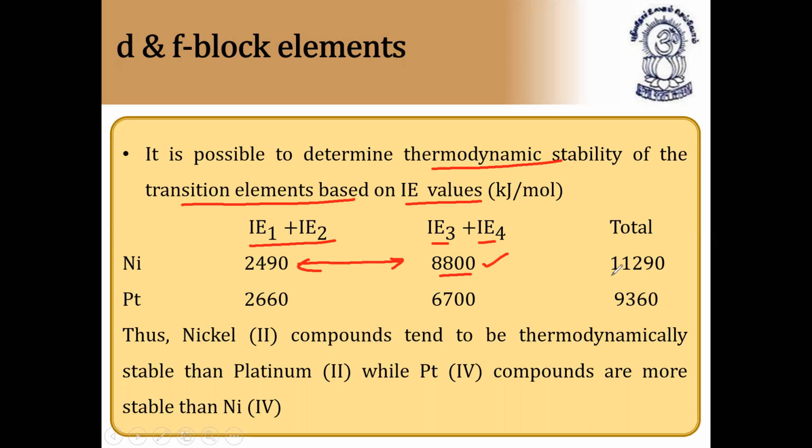So in total it is coming around 11290. Whereas for platinum, the first and second ionization energy together is 2660 kilojoules per mole. So it is more stable compared to 6700 for IE3 plus IE4, so in total it is coming around 9360. By this, what you can understand is that nickel 2 compounds tend to be thermodynamically more stable than platinum 2, while platinum 4 compounds are more stable than nickel 4 compounds. Continuation.